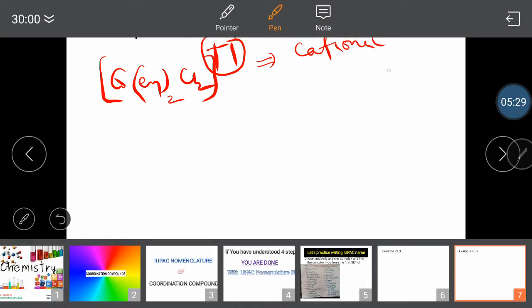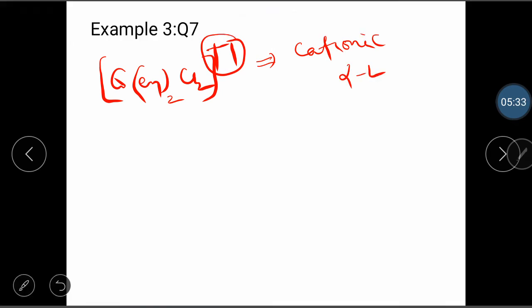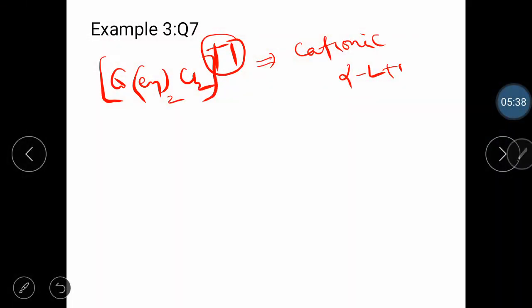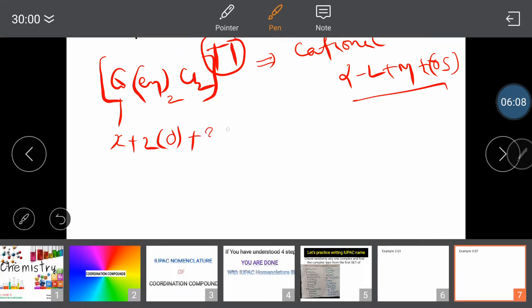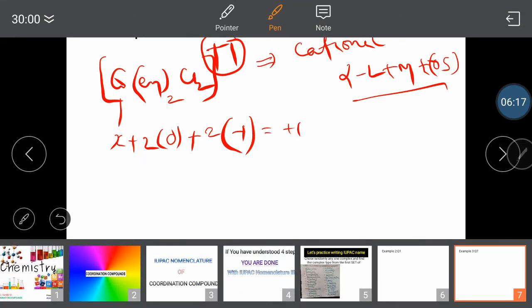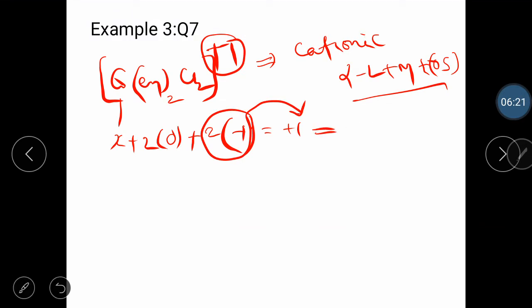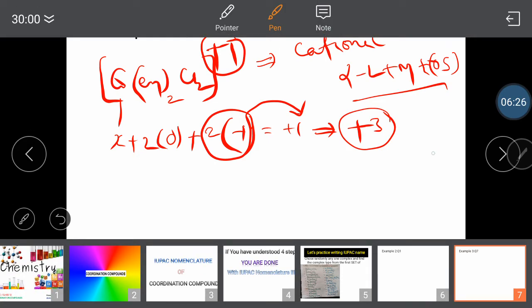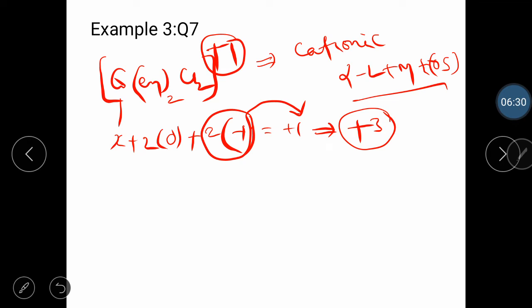So what is the rule for the cationic complex? Alphabetical arrangement of ligands, followed by metal, followed by oxidation state. So simple. This is the pattern we have. So let's find the name. Can you find the oxidation state? Yes, I want cobalt, so that is X, plus en. How many en are there? 2 are there. But en is which type of ligand? Please verify and tell me. If you verify and see clearly, en is a neutral ligand. So I get 0. Plus 2 into Cl. What is the Cl charge? Minus 1. Is equal to plus 1. So minus 2 total, it becomes plus 2 this side. So X is equal to plus 3. Thus the oxidation state of cobalt is plus 3.